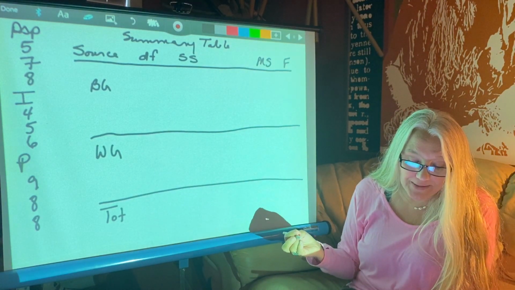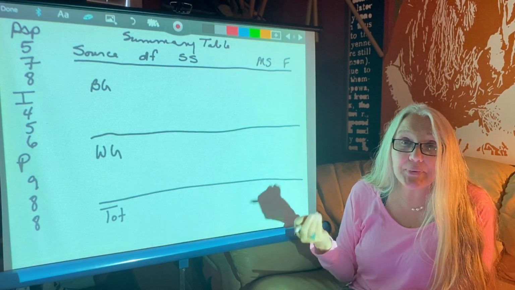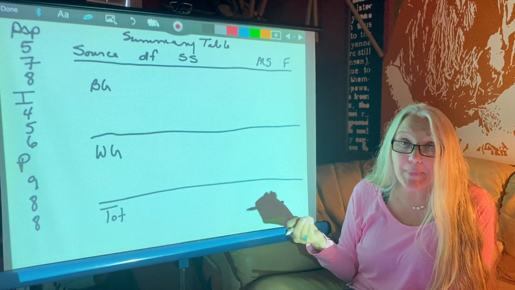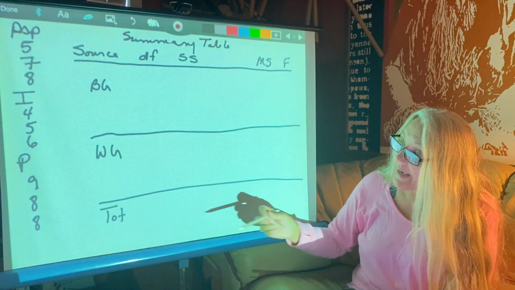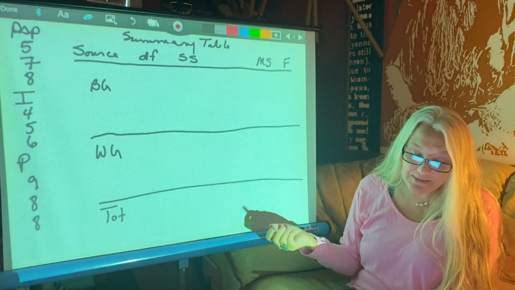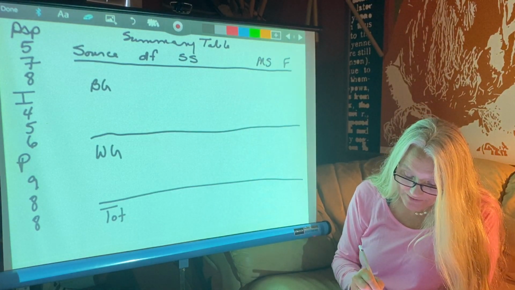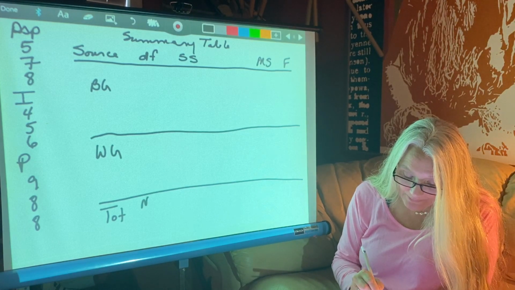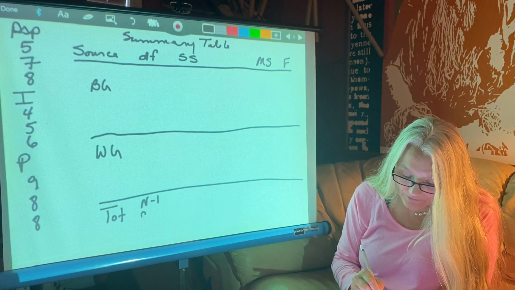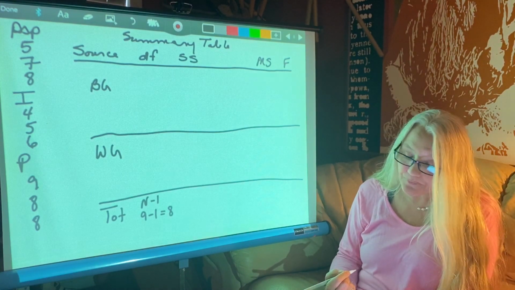Total degrees of freedom asks the question, how many sources of information are there? How many pieces of information are there, minus 1. So we have 1, 2, 3, 4, 5, 6, 7, 8, 9 pieces of information. Minus 1 is 8. So the total degrees of freedom is the total sample size minus 1. So 9 minus 1, so 8 degrees of freedom total.